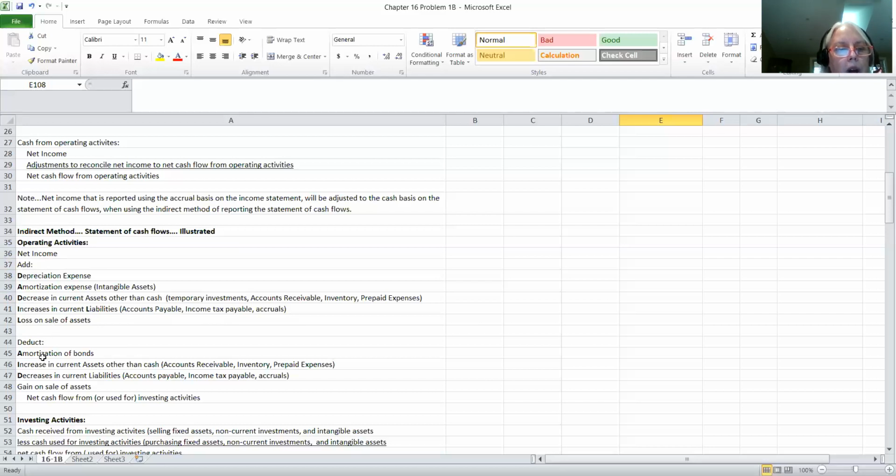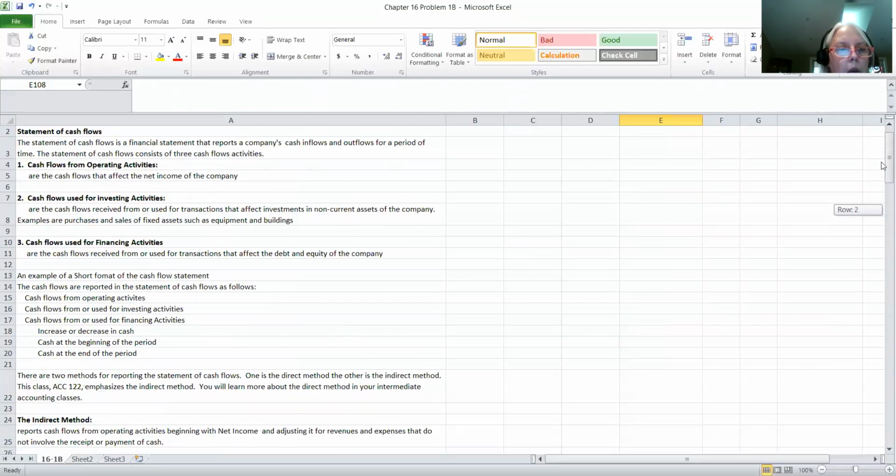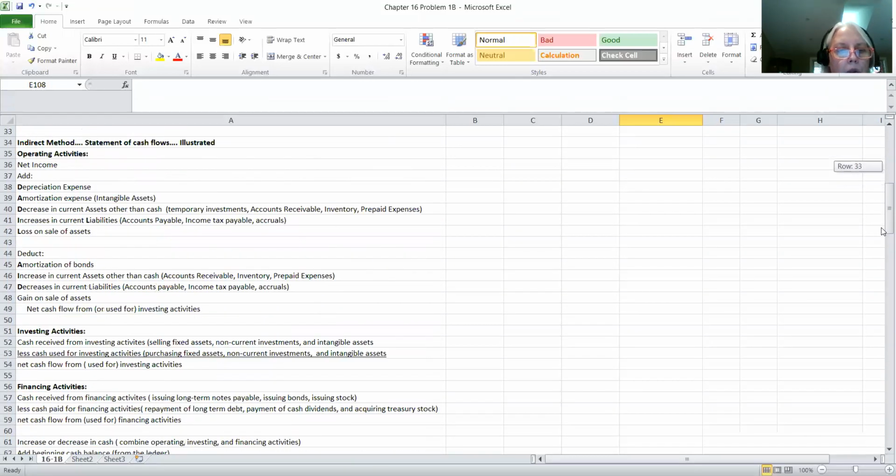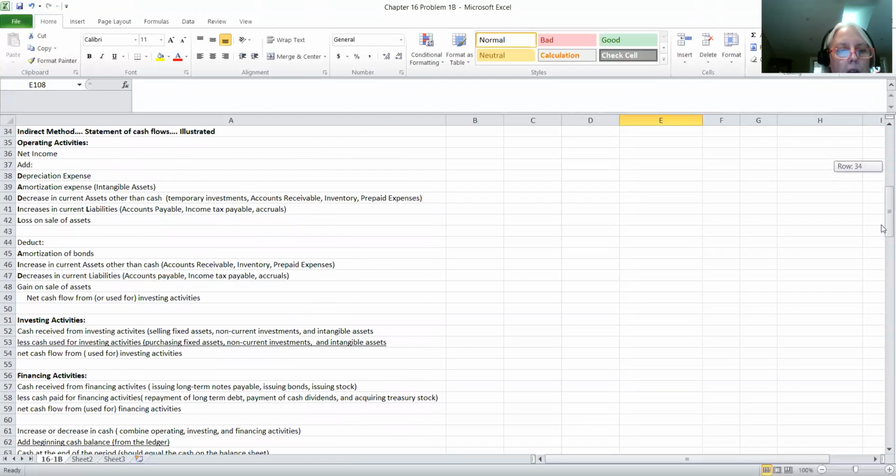Then we're going to subtract out, if we have any amortization expense on the bonds, we would subtract out any increase in current assets other than cash. We would subtract out any decreases in current liabilities, and we would subtract out any gain on the sale of investments. What that will leave us with is the net cash flow for operating activities. This is the first section of the statement of cash flow. It would be the cash flows from operating activities section, and it's the first one that would be presented on the statement of cash flow.